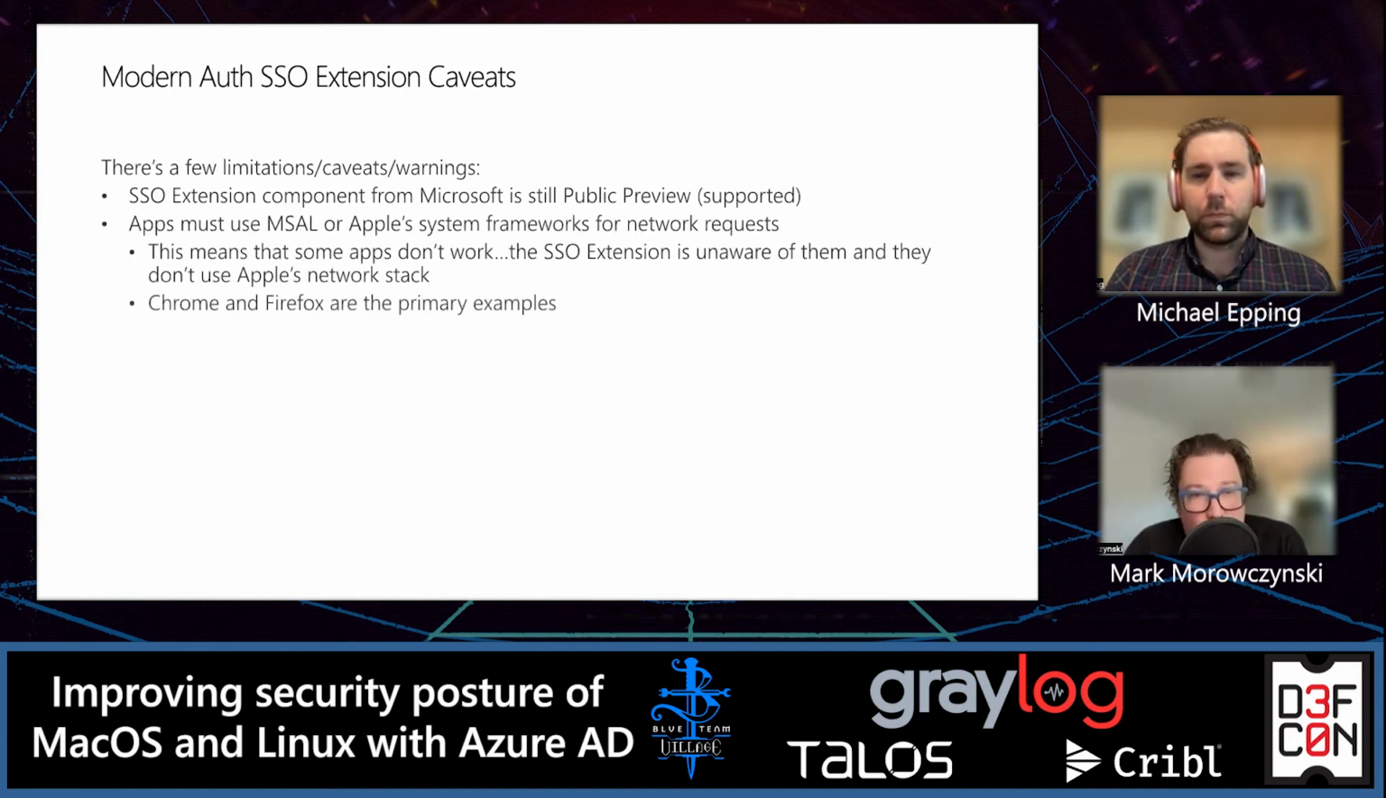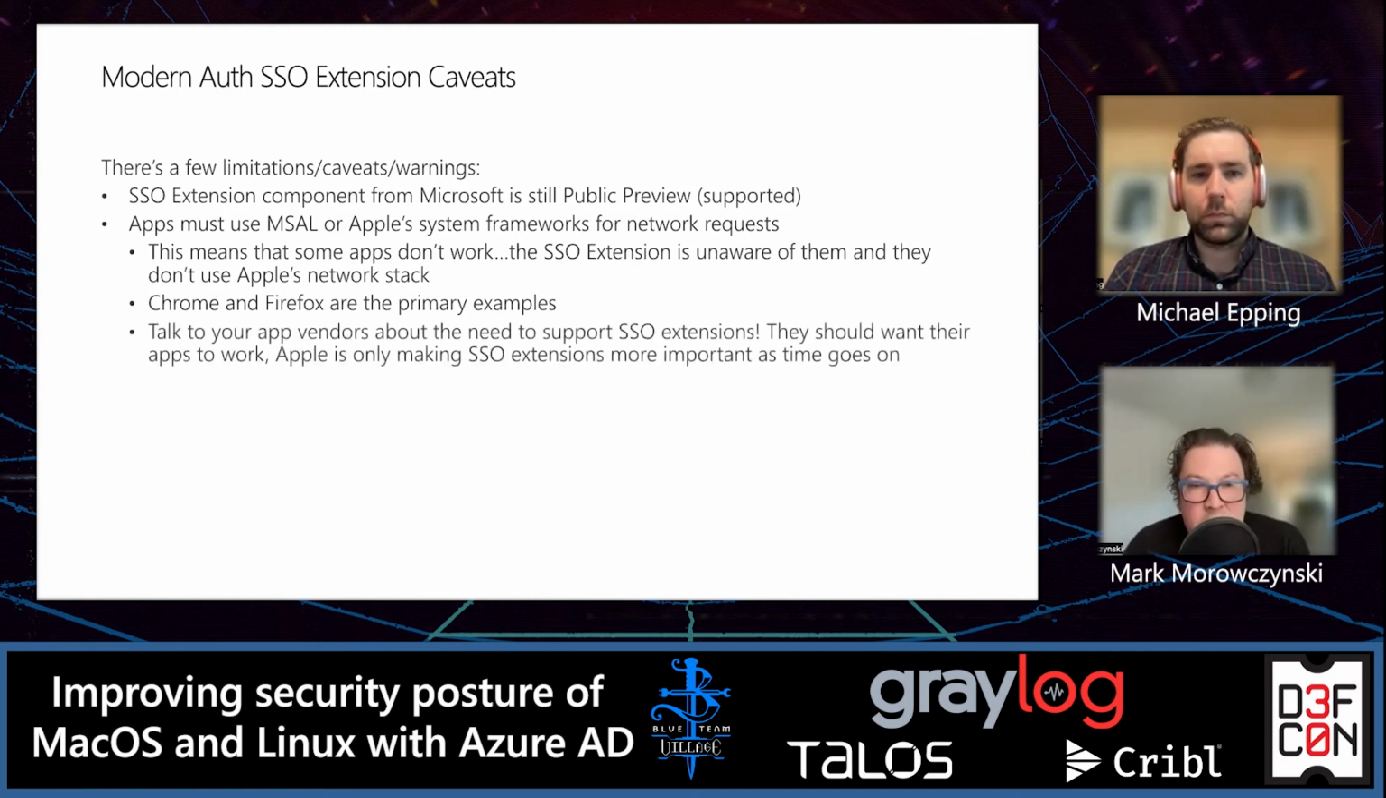In order for this to work, the applications either need to be built using MSAL or they need to use Apple system frameworks. If you do not, you will not get single sign-on for your applications because the SSO extension is unaware of them and the applications are unaware of it. So you're not going to get single sign-on for this. The two primary examples we see with customers are Chrome and Firefox because they implement their own network stack. They're not using the system network stack in macOS.